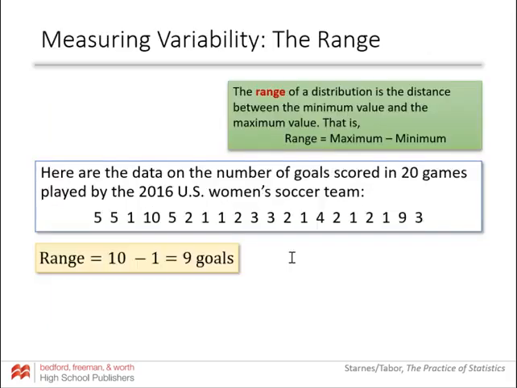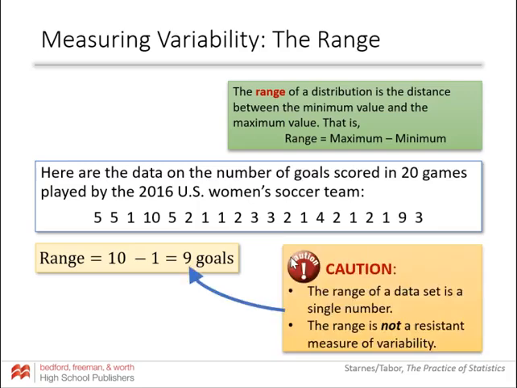So that was measuring center. Now we're going to measure variability. One way we can do that is the range. Very simple: highest number minus lowest number. The range is not resistant, just like the mean, because if I change the outlier number, then my range would be much smaller.